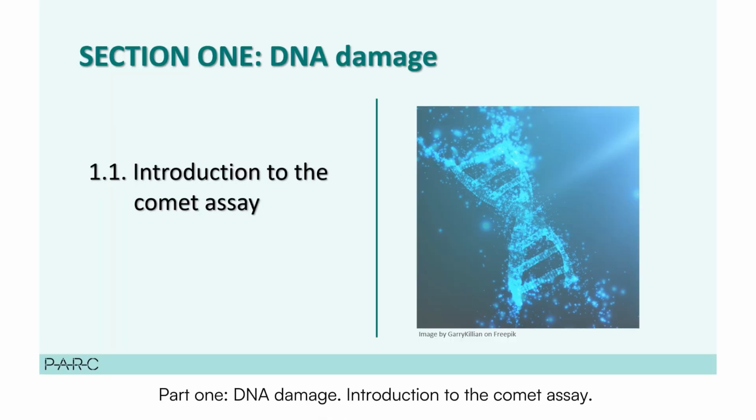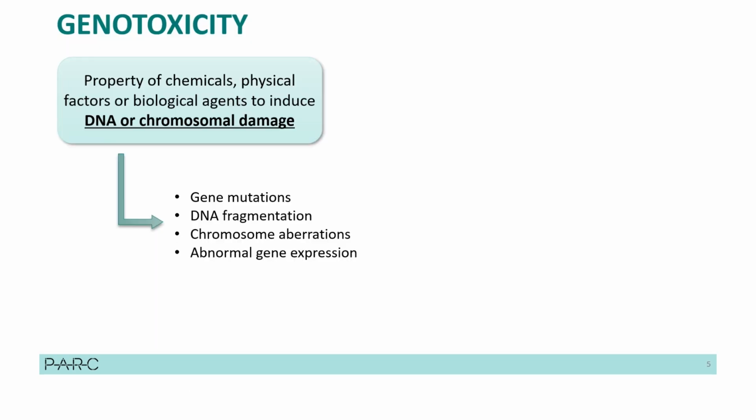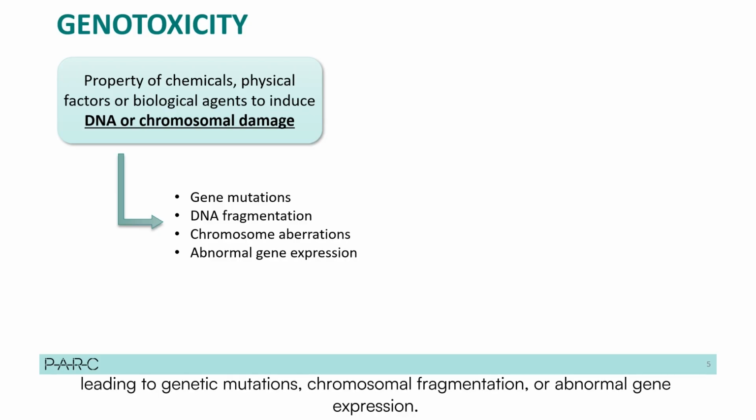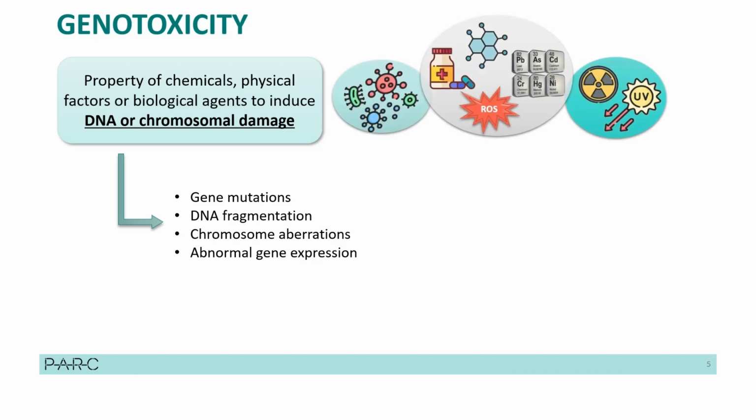Part 1. DNA damage. Introduction to the COMET assay. Genotoxicity is the term used to describe the property of those agents that can cause DNA or chromosomal damage, leading to genetic mutations, chromosomal fragmentation, or abnormal gene expression.